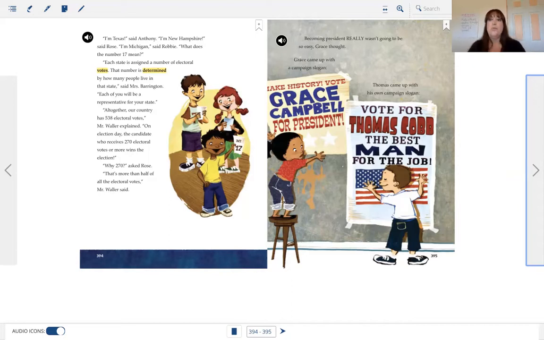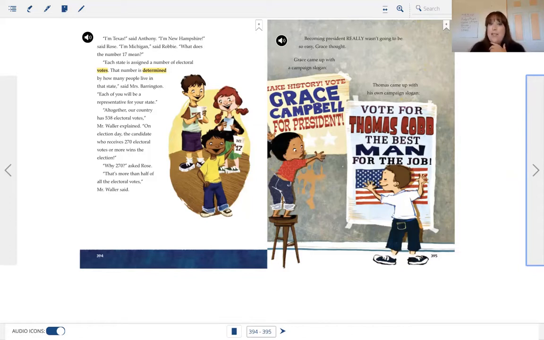So if we were voting in room 9 about a story, and I said, do you want to read Pete the Cat or What Would Danny Do? And we vote, and Pete the Cat has 11 votes, automatically Pete the Cat is the winner because that's more than half of 20. Becoming president really wasn't going to be so easy, Grace thought.